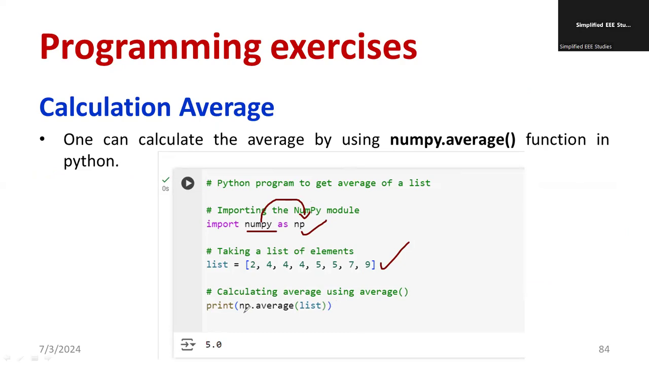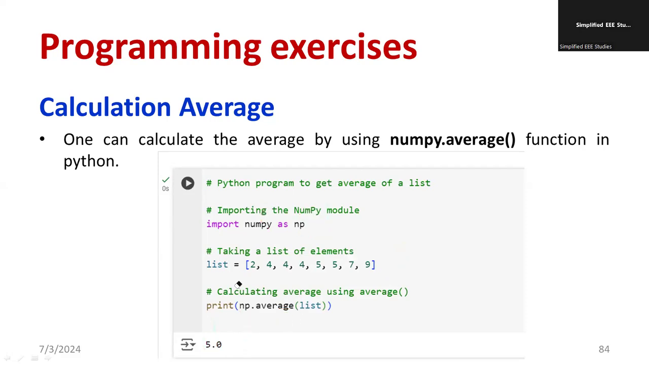Later, you need to apply the NumPy module like np.average, then you pass the list. It will be in the form of a function only. So ultimately, from the list, you will be computing the average. The average is 5. So let's move on to another segment of this particular program.